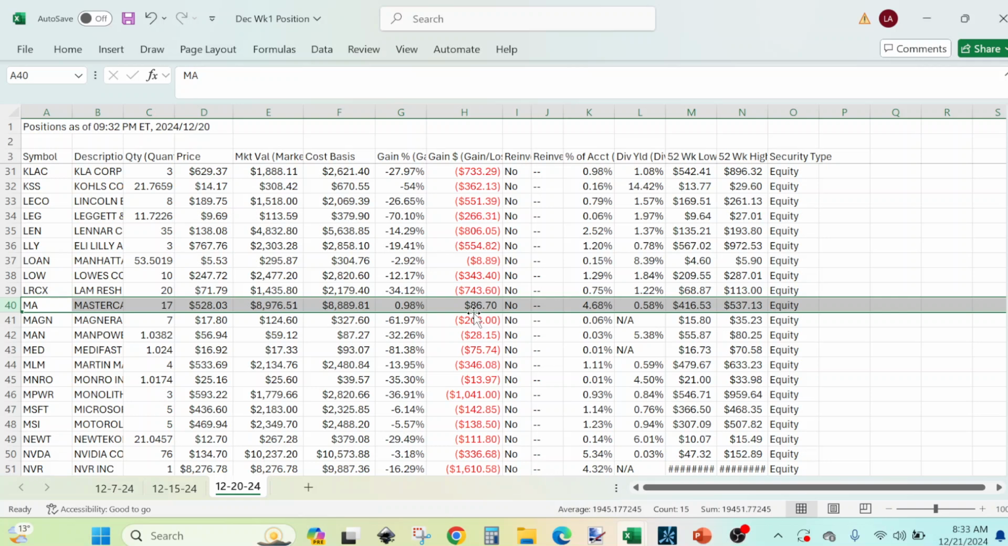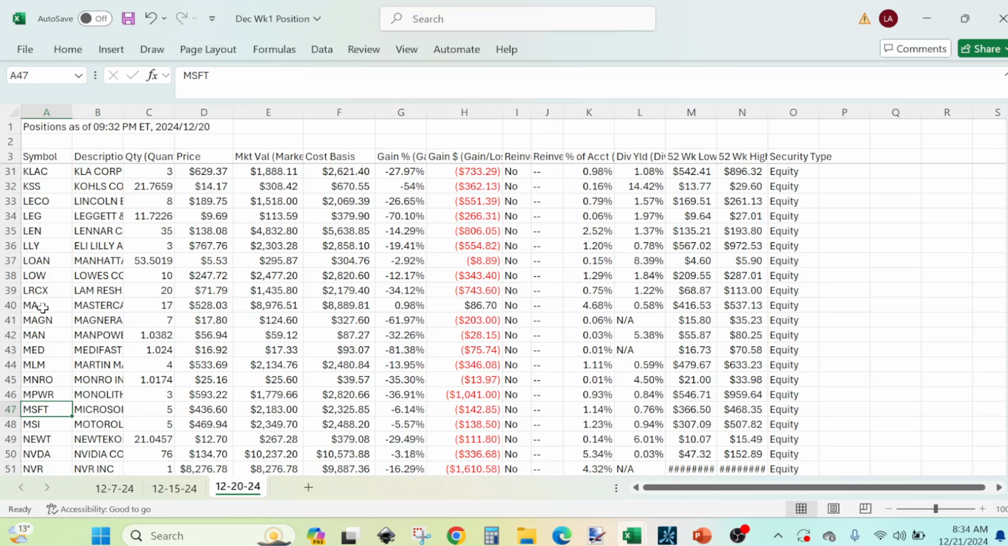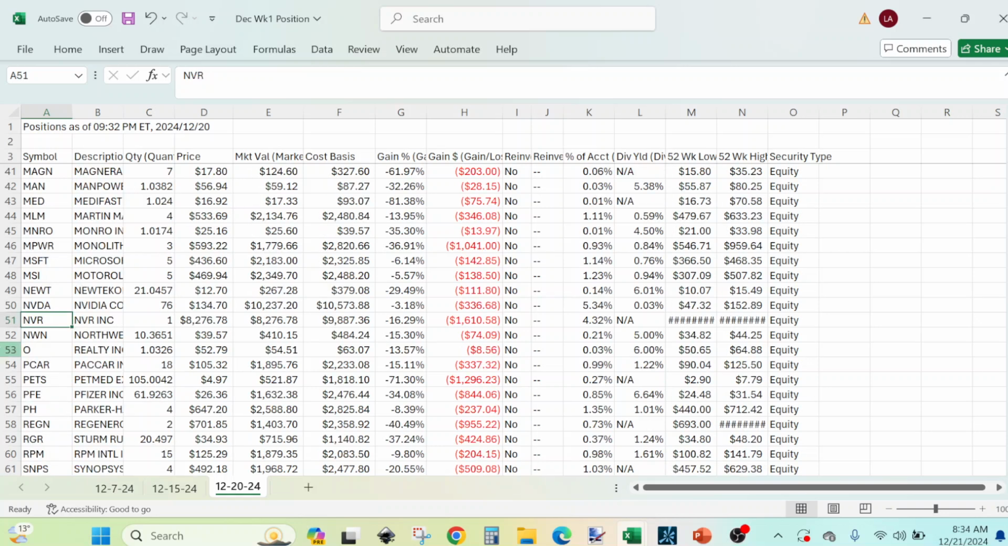Swing trading, swing trading, swing trading, swing trading, swing trading, swing trading. Swing trading, swing trading, swing trading.